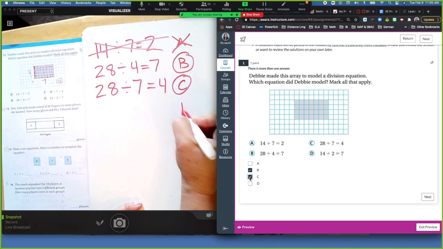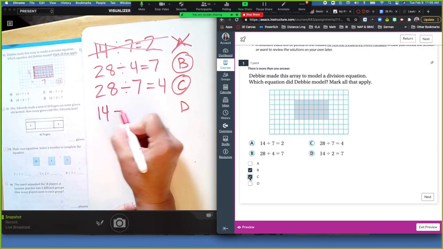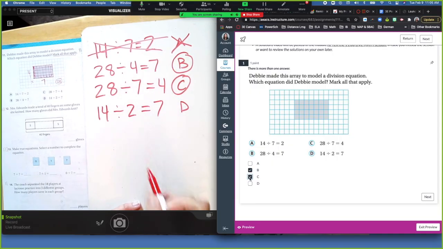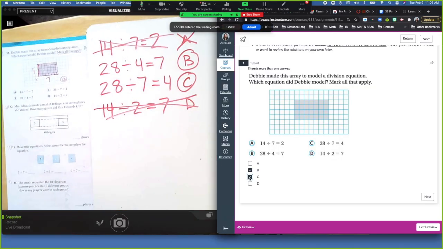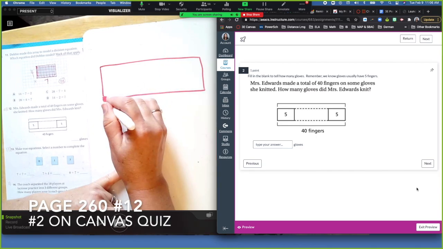For D, 14 divided by 2 equals 7. Well, there's not 14 total. My whole there is not 14, so that one doesn't work. The correct answers are B and C. This one was tricky for a lot of students.